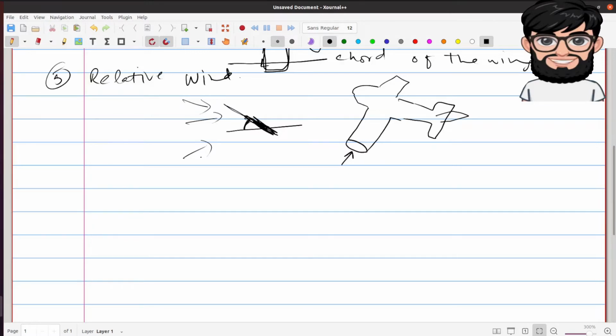So when a wing is moving forward, the relative wind moves backward. You can think of it as the flight path and the relative wind. They are always parallel but travel in the opposite direction.